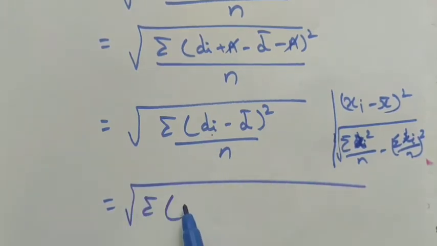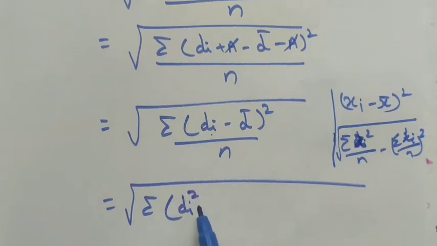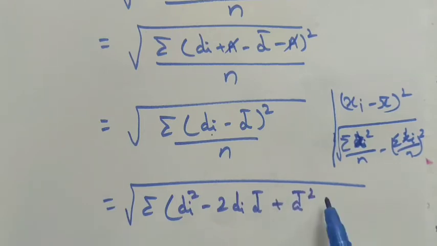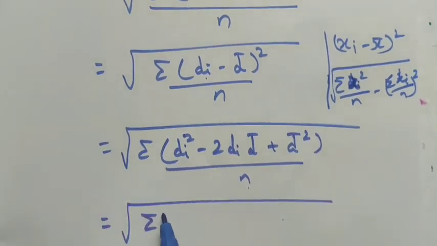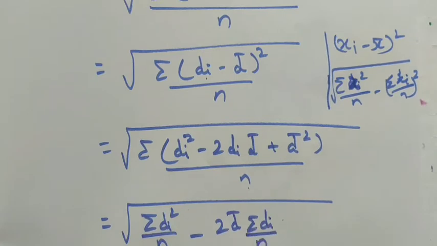a minus b whole square formula: di square minus 2 di d bar plus d bar square divided by n. Taking the summation and n to each and every term, we get root of summation di square divided by n minus 2 d bar, taken out, summation di divided by n, plus d bar square summation 1 divided by n.